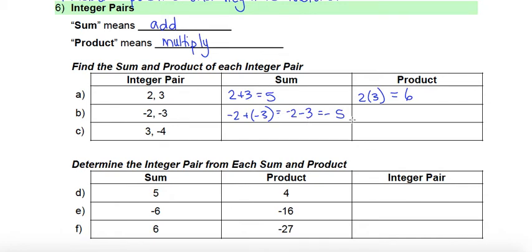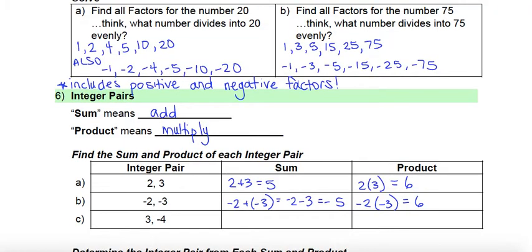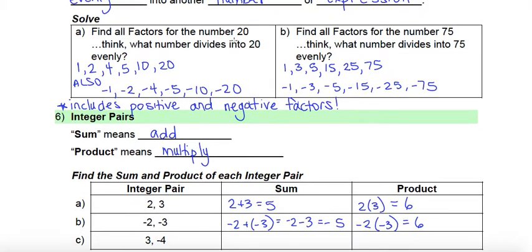-2 subtract -3 is -5. And now we need to multiply. So -2 times -3 is also 6. So that's why when we talked about those products, we also have to think about how sometimes your values can be positive and sometimes they can be negative. That's important to think about there as well.